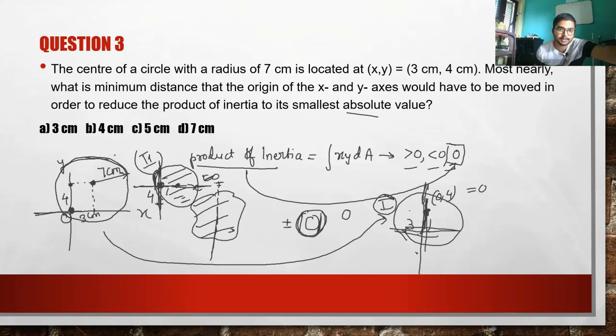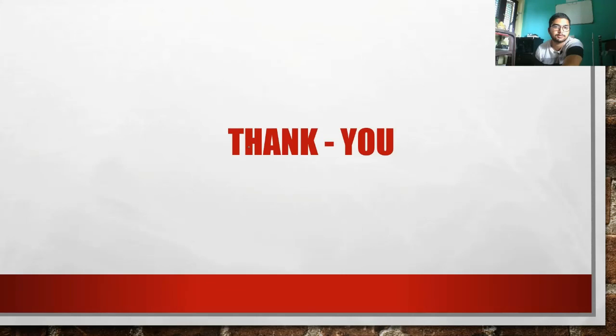Another case is where the origin can be moved up to here, that means 5 units. In that, he is asking the minimum distance, not the maximum. So the minimum among 3, 4 and 5 is 3. So the answer will be 3 centimeters. Now next question. So that's all. Thank you.